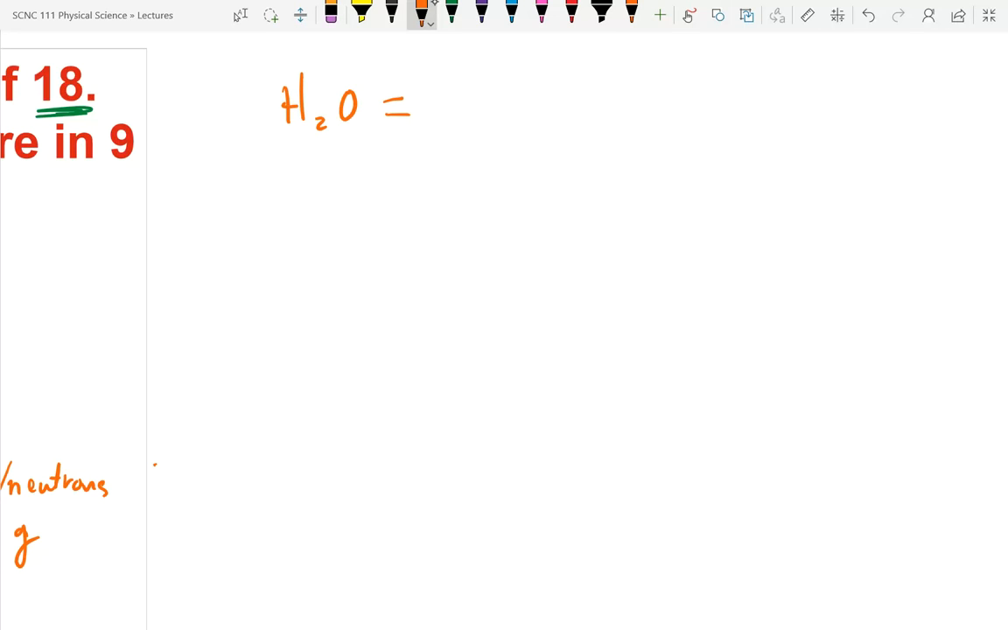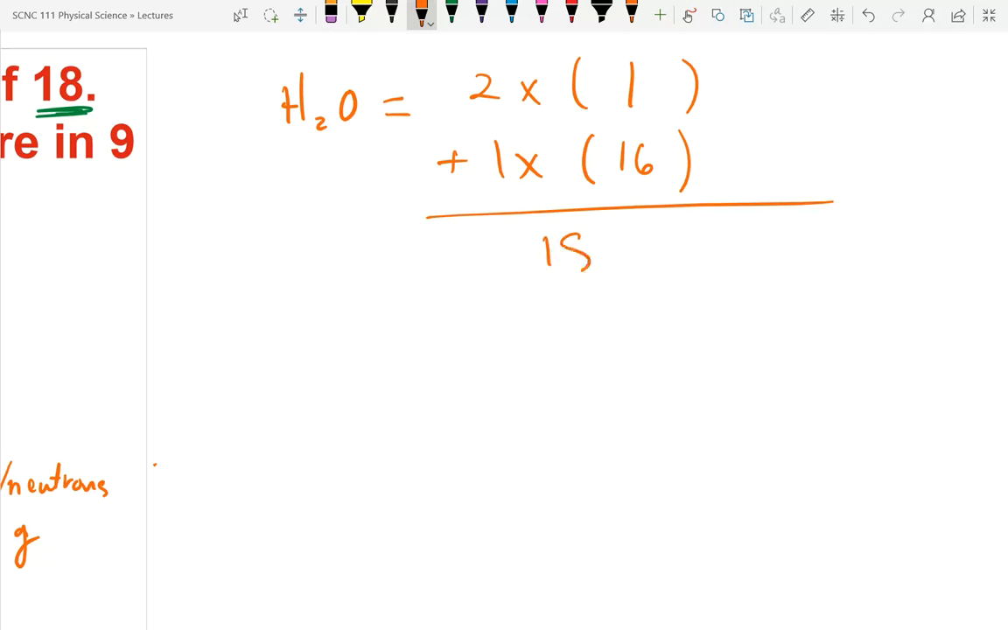H2O. If you take that, you have 2 times the mass of hydrogen atom. Hydrogen atom has atomic mass of 1. Plus 1 times the mass of oxygen, which is 16. And if I add those up, I get 18. So I have 18 protons plus neutrons. Or in other words, an atomic mass of 18 atomic mass units. Now, remember, there's some approximations here. It's probably not exactly 18, like 18.001 or something. But the mass of 1 molecule is 18 atomic mass units.